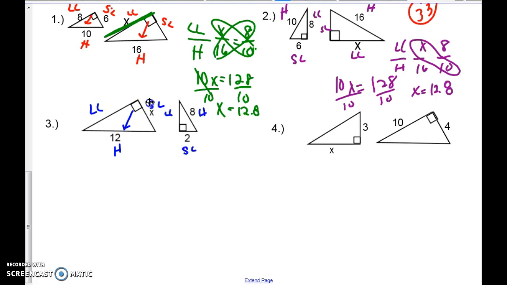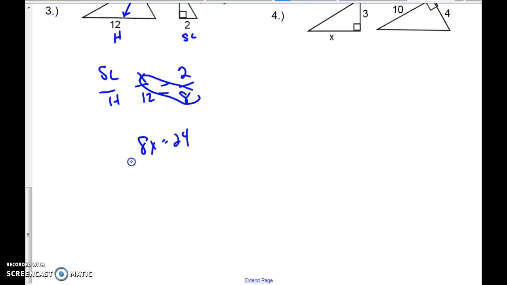So on this one, we're looking for the short leg, and I have the hypotenuse. So it's short leg over hypotenuse. So it's x over 12. And if you switch those into hypotenuse over short leg, that's fine. Short leg is 2, your hypotenuse is 8. That gives me 8x is equal to 24. Divided by 8. So that means that x is equal to 3.